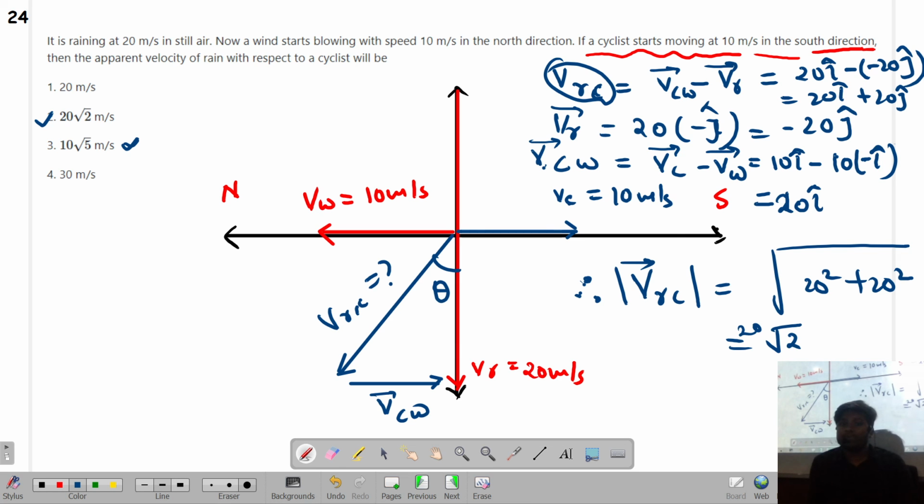In Topper, what is the solution given? 10 root 5. They are idiots sitting over there. Yes, I call them idiots. Got it or not? Can I move to the next question?